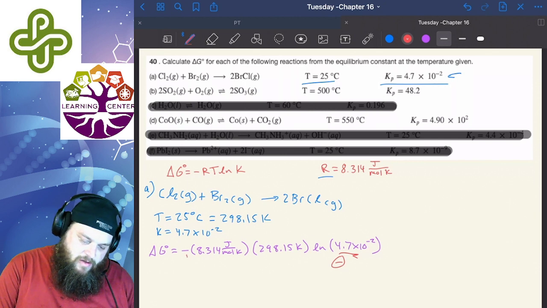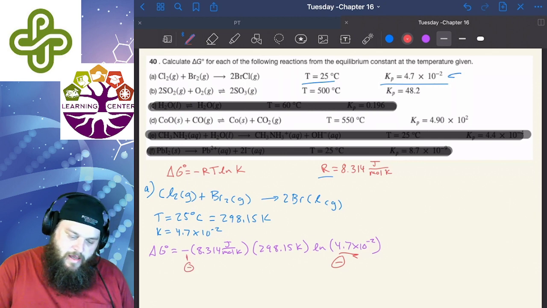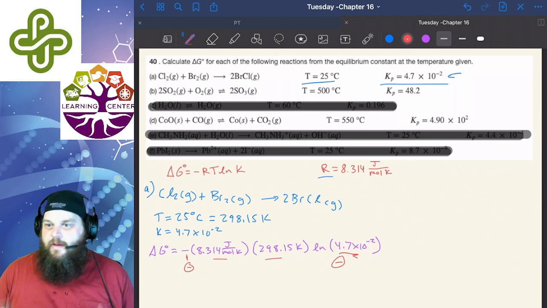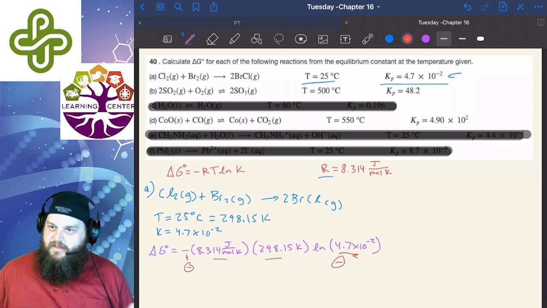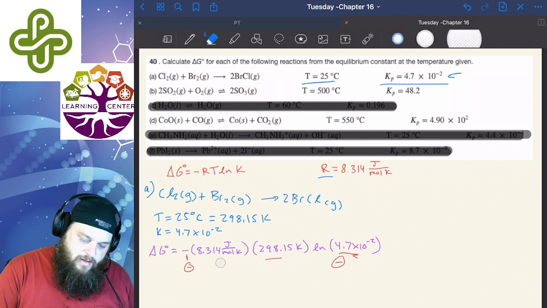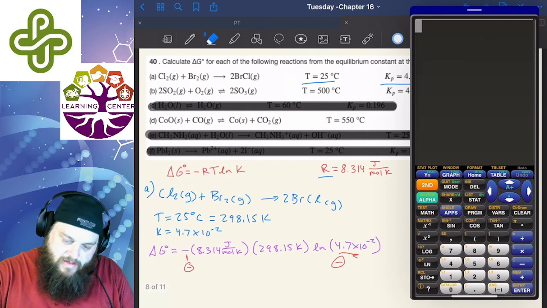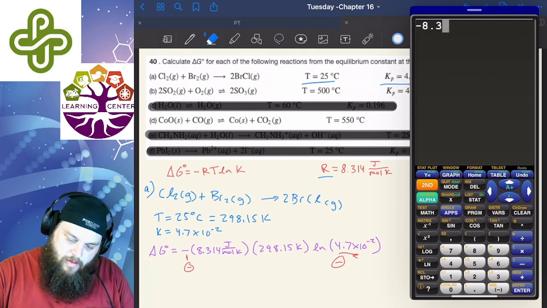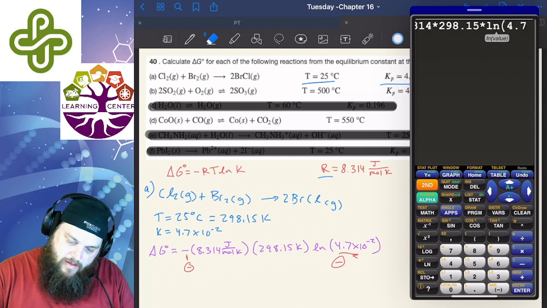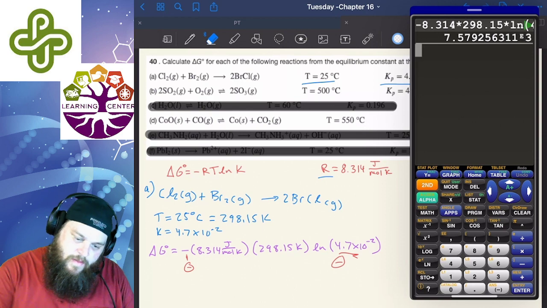Since we start off with a negative value up here as well, and temperature always has to be positive when it's in Kelvin, because it's an absolute scale, and then the R value is always going to be positive. It's a constant. So that means that our delta G has to be a positive number. So we can already see that it's non-spontaneous. But what is the value for it? So that's negative 8.314 times 298.15 times the natural log of 4.7 times 10 to the negative 2. And that's equal to 7,579.